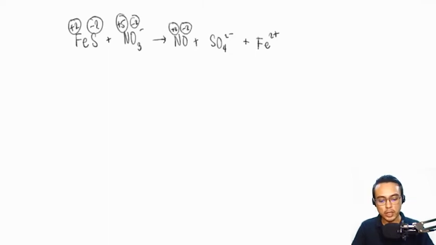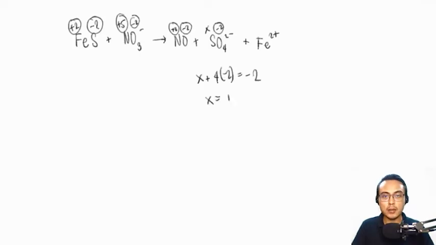Next is sulfate. Oxygen is negative 2. The overall charge of sulfate is -2. If you don't know the charge of sulfur, you let it be X. Therefore, we have X plus 4 times -2 is equal to -2. The charge of sulfur here is +6. And lastly, we have iron. The charge is already given, that is +2.